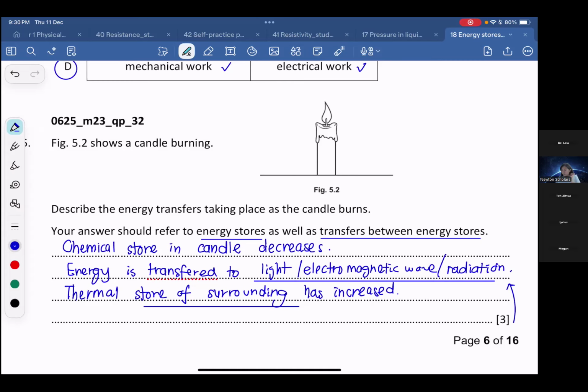Any question you want to ask me about today's lesson? Today's lesson is quite straightforward. Any question? Give me a response. If no question, we will end our lesson right now.